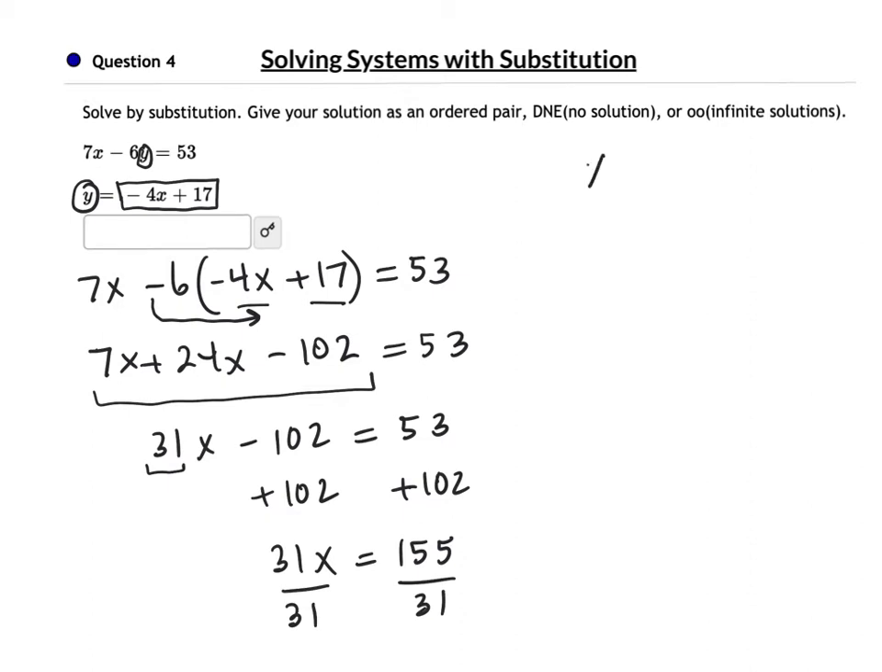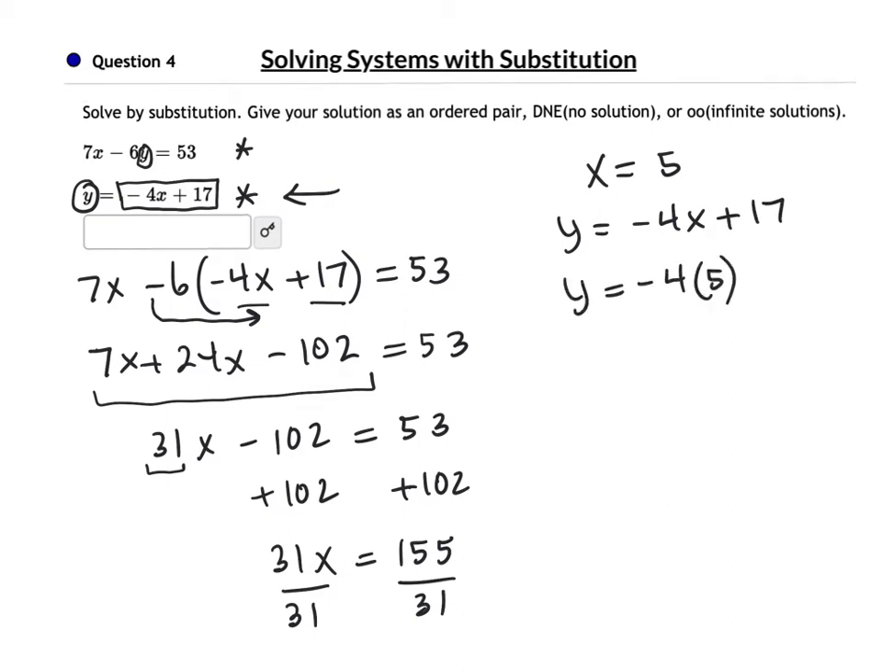So x equals 5. We need to take that and plug it in one of the equations. Either one is fine. This one's going to be the easier one. Y equals negative 4x plus 17. Y will equal negative 4 times 5 plus 17. That's negative 20 plus 17, and negative 20 plus 17 is negative 3. Our answer is an ordered pair in alphabetical order. X is 5 and y is negative 3.